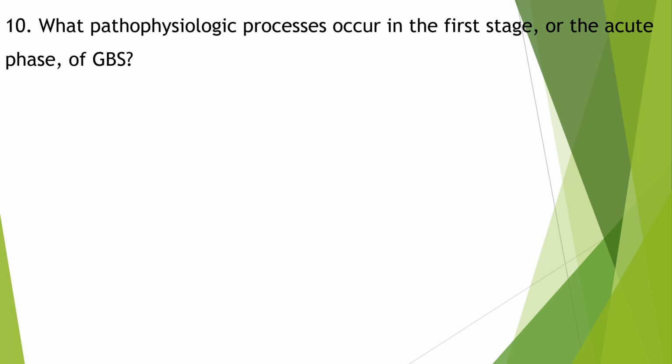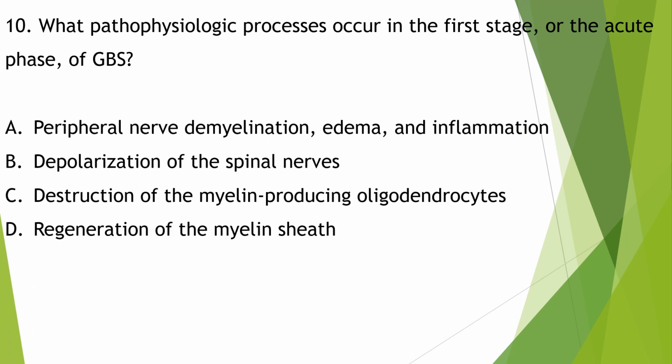What pathophysiologic processes occur in the first stage or the acute phase of Guillain-Barré syndrome? Peripheral nerve demyelination, edema and inflammation, depolarization of the spinal nerves, destruction of the myelin-producing oligodendrocytes, regeneration of the myelin sheath. There are three stages of Guillain-Barré syndrome.